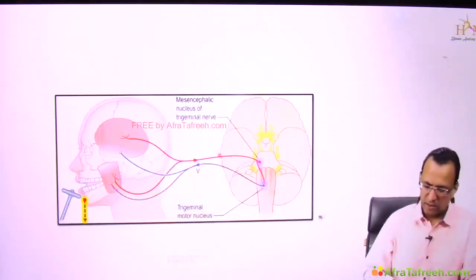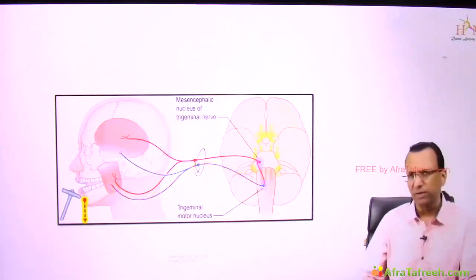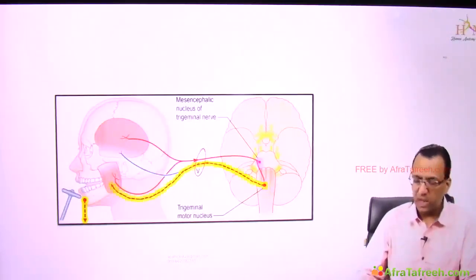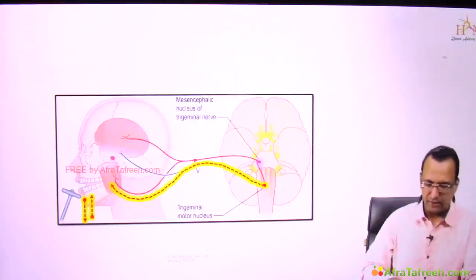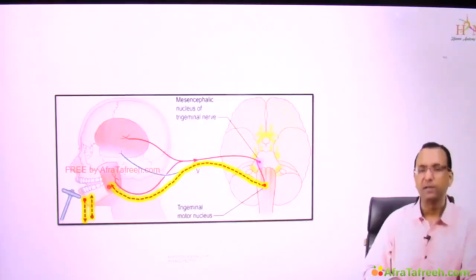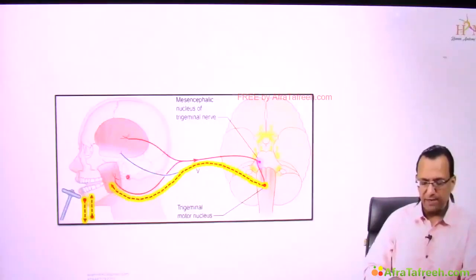Again, the mandibular nerve branch of the trigeminal. So the mandibular nerve branch of the trigeminal is also carrying the motor fibers along with sensory fibers. Yes, we will discuss that as well. But the muscle masseter is activated. As the masseter is activated, it is an elevator of the mandible and the mouth will close.